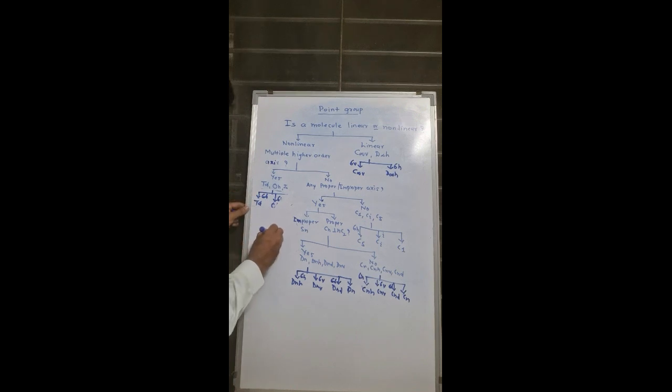Another molecule is trans-dichloroethylene. In case of the trans-dichloroethylene, this molecule consists of E, C2, sigma H and i symmetry elements. So this molecule is non-linear. It means C infinity V and D infinity H point groups are absent. Multiple order axes are also absent because this molecule consists of only one C2.